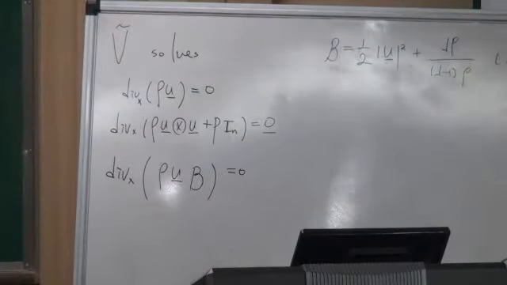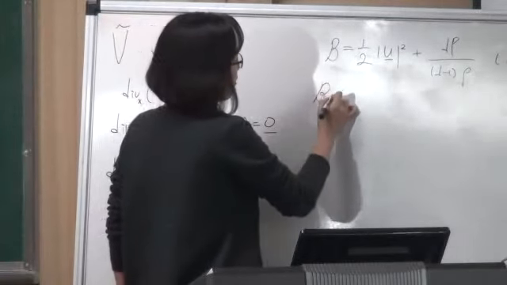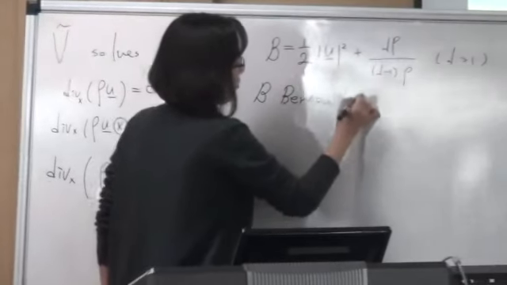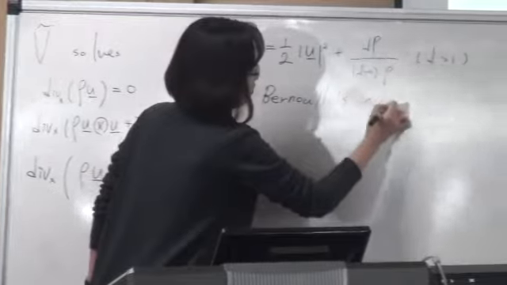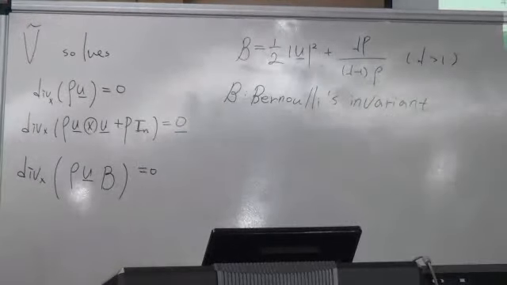Now why do I give this symbol B? Actually B has a special name. B is called Bernoulli's invariant. So from now on, I will study this one.